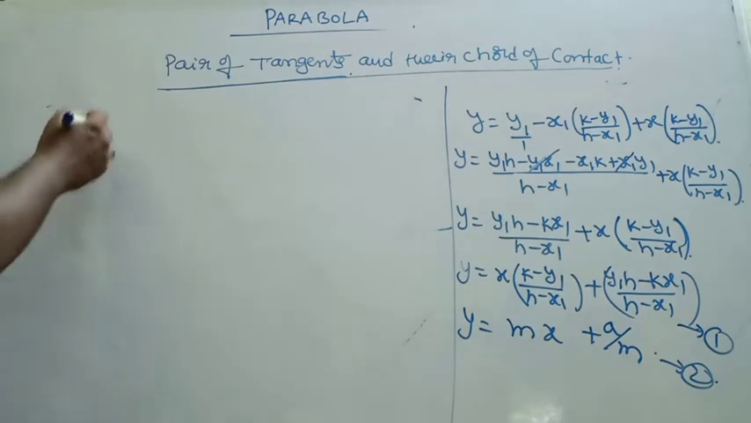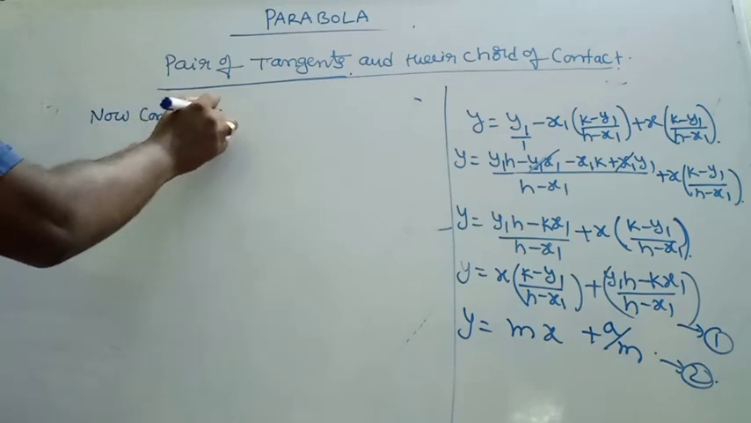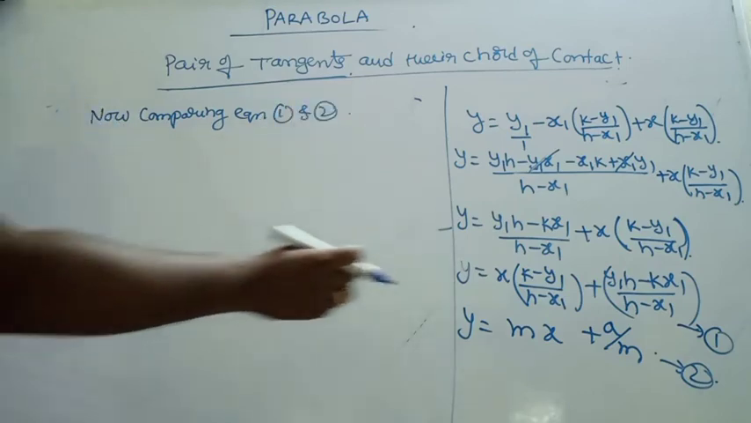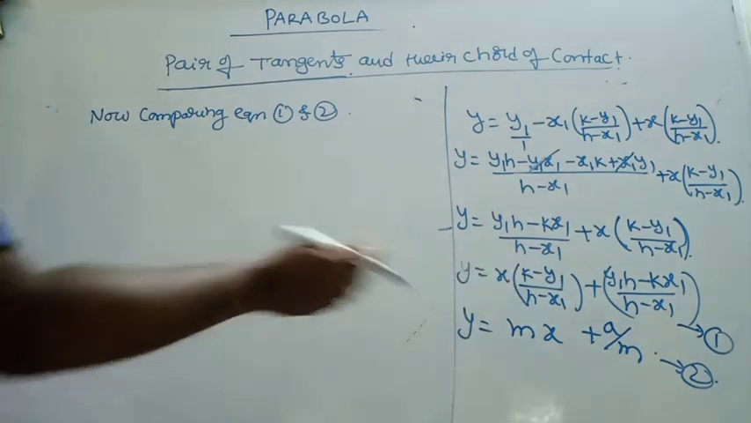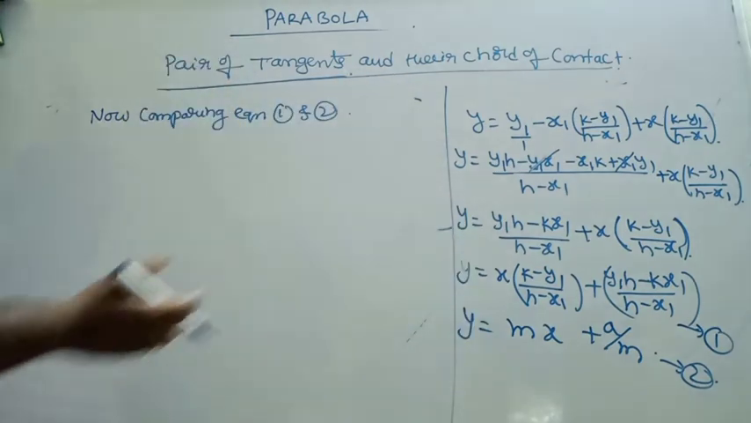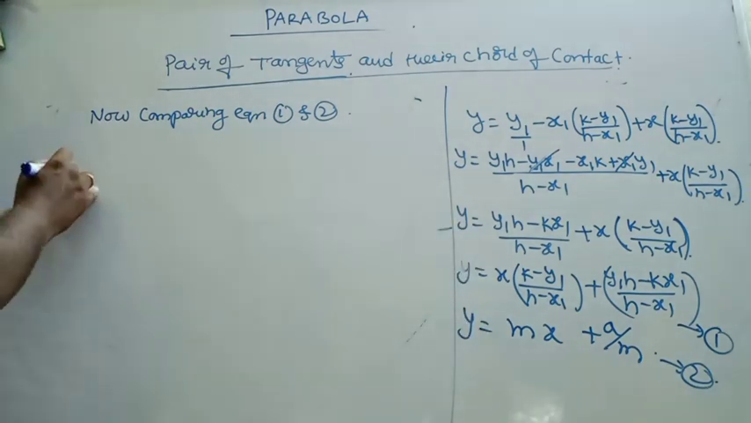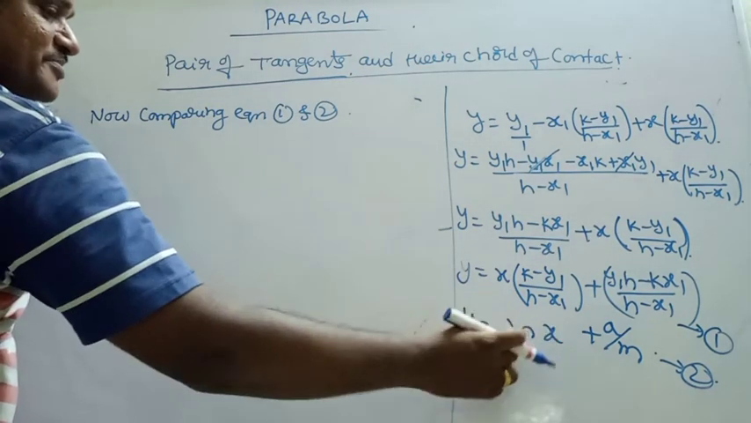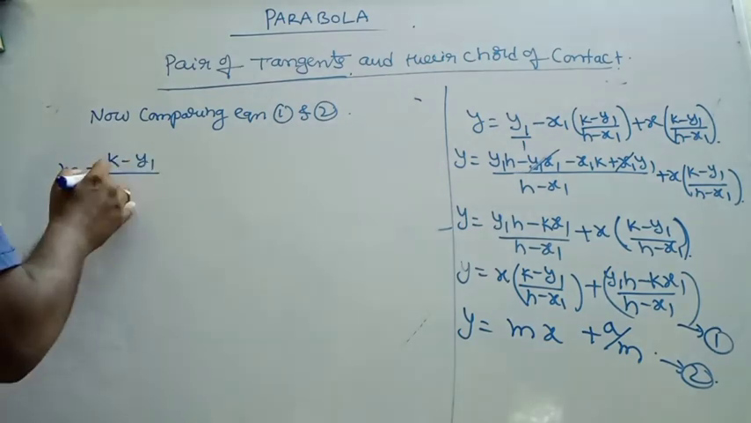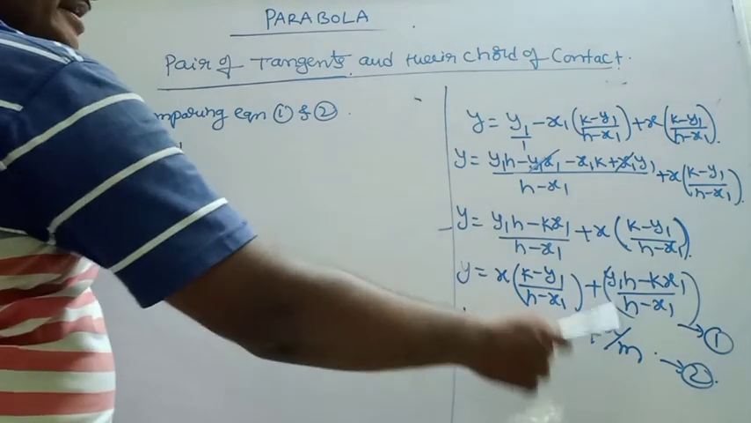Now comparing equations 1 and 2, what are we going to get? Here the x coefficient is this and the x coefficient is m. Both are representing the equations of the tangents of the same parabola, so they are identical. That's why m is equal to the x coefficient here, which is (k minus y1) by (h minus x1). This is number 1.